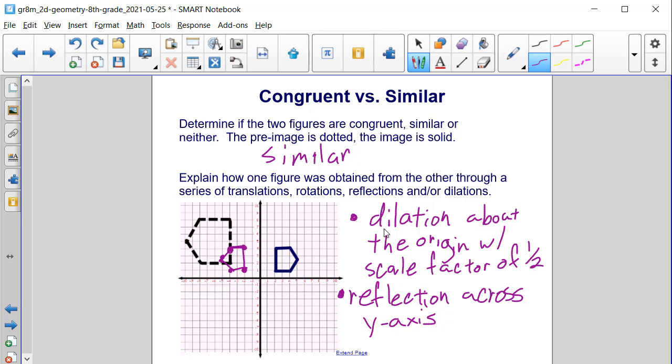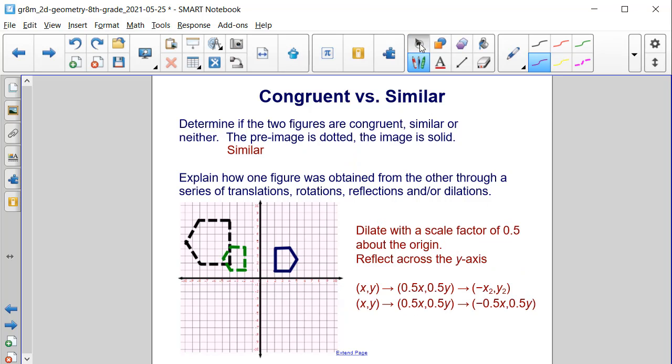So here is our explanation. We had a dilation about the origin with a scale factor of 1/2, followed by a reflection across the y-axis. And the solutions showing on this slide verify that our solution found when executing this example is indeed correct. Determine if these two figures are congruent, similar, or neither. We found that the original black dotted pre-image was similar to the navy blue solid image.